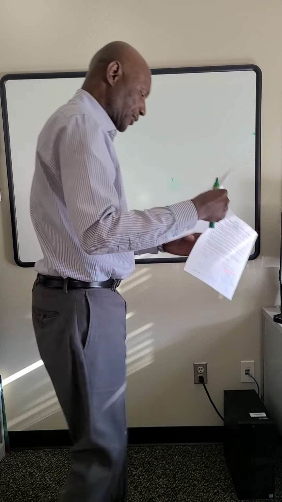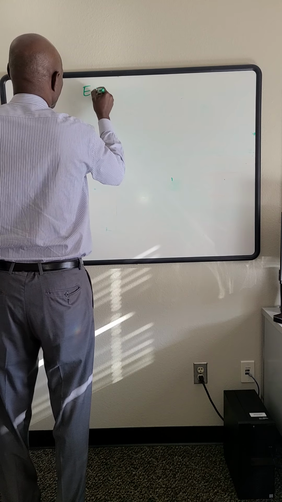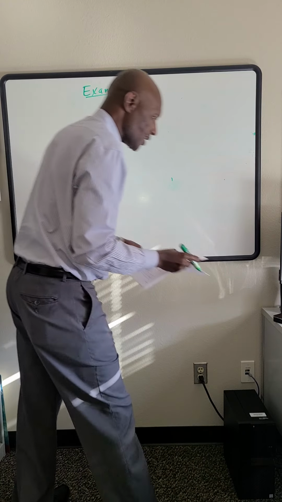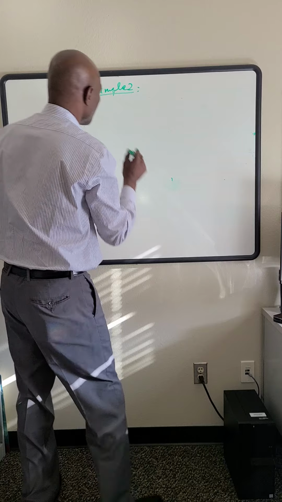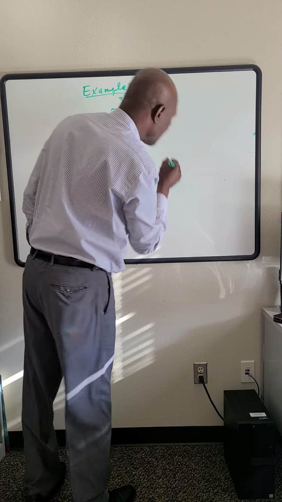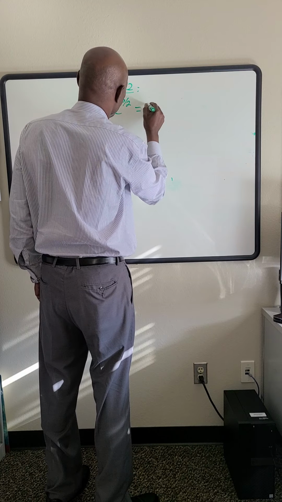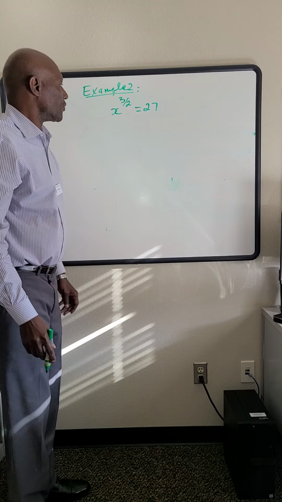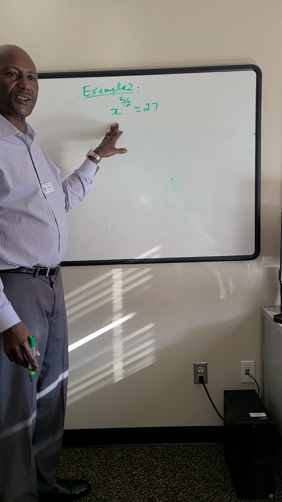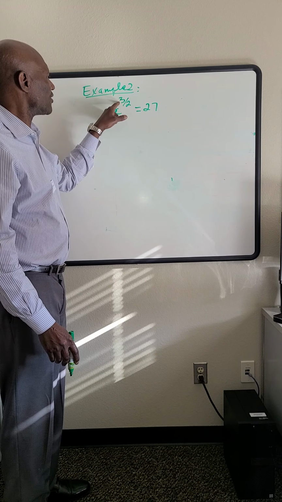Let me just pull an example. Example 2. So in this example, we will solve x to the exponent 3/2 equal to 27. So in this case also, like in the radical equation, you have to isolate the expression with rational exponent. It is isolated here. So once it's isolated, you check out the numerator.